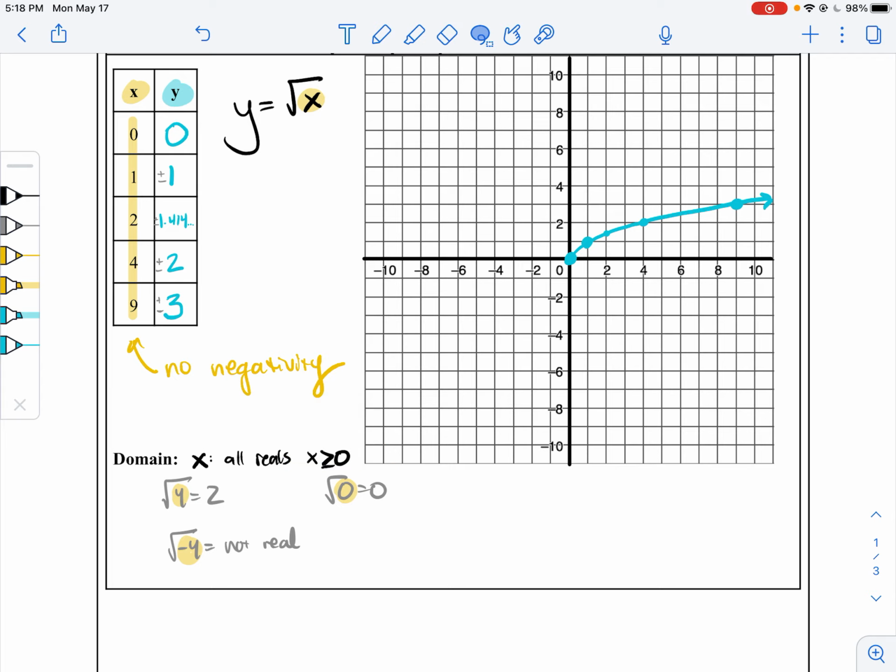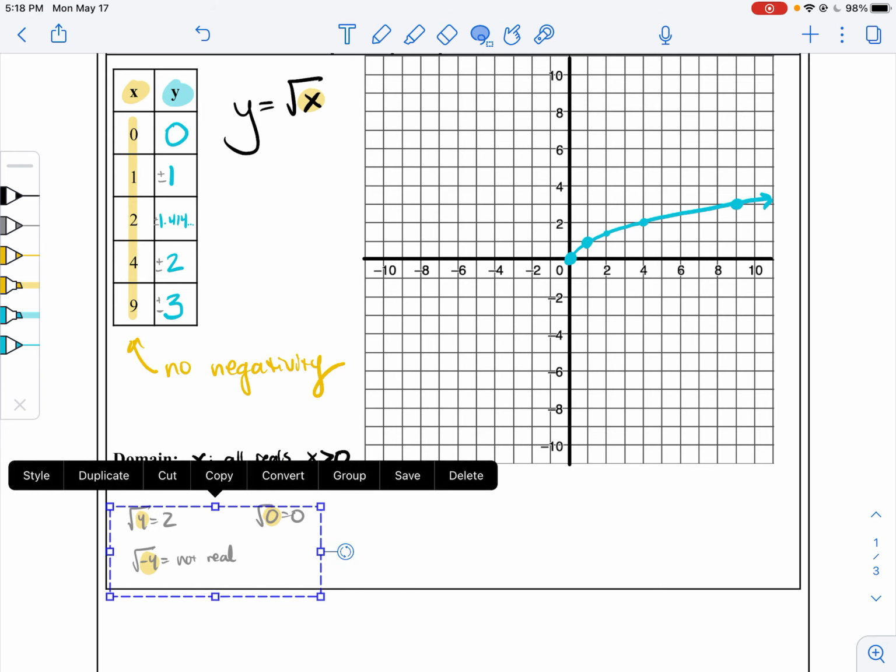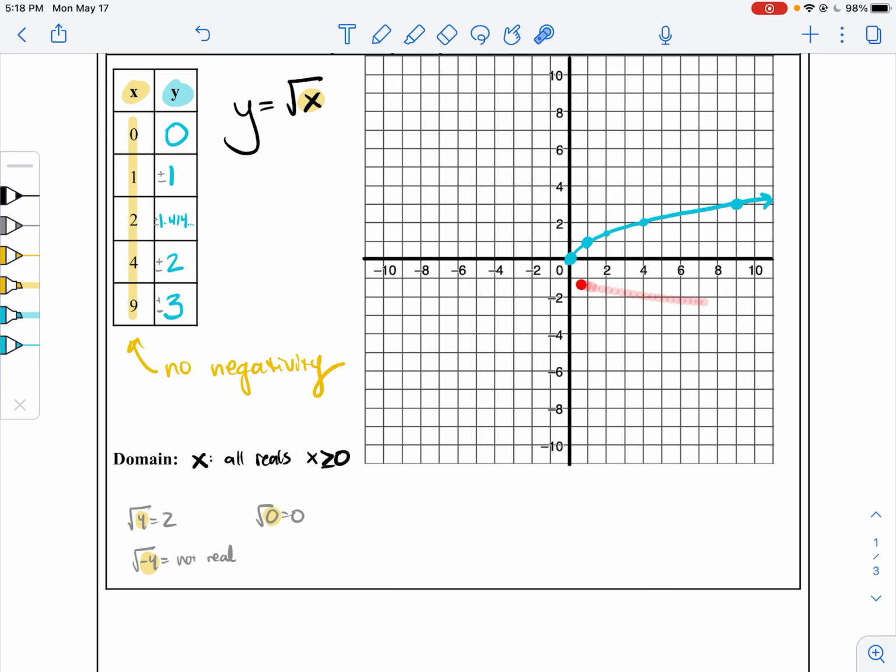That's our domain. Our range is going to be the same thing, because notice we don't get any negatives out. Then it wouldn't be a function anymore. So our range is all real numbers where y is greater than or equal to 0.